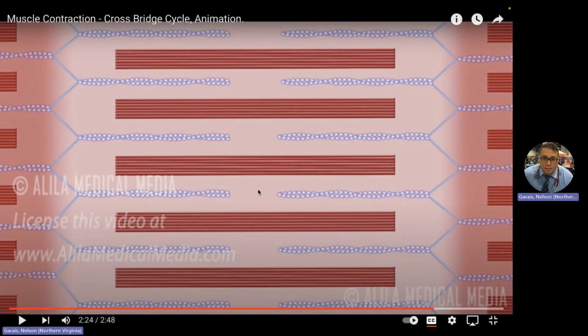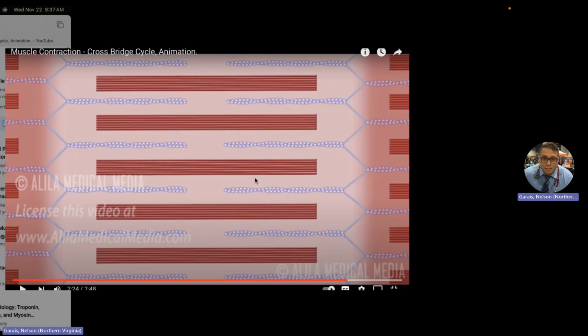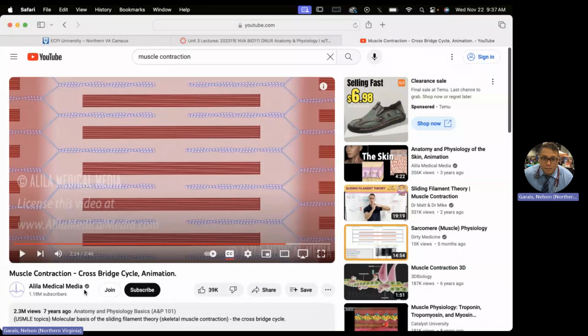And this is the sliding filament theory. You have the actin and the myosin, right? Think of it like all of this starts moving towards each other, and it'll shrink everything. And once it shrinks everything, that means you have contraction of the muscle. All right, and that's Alila Medical Media's muscle contraction cross bridge cycle animation. You could look it up on YouTube. I always use this video.